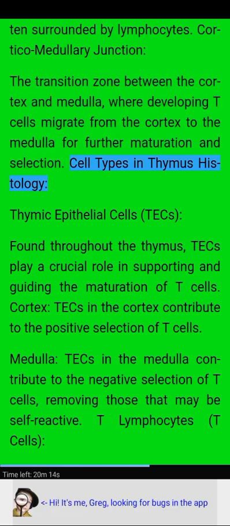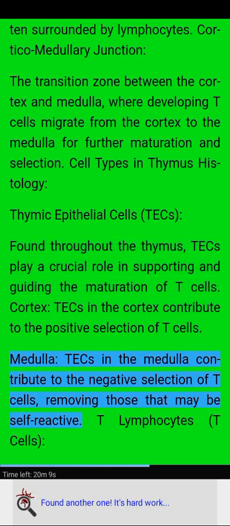Cell types in thymus histology. Thymic epithelial cells, TECs: found throughout the thymus, TECs play a crucial role in supporting and guiding the maturation of T cells. Cortex: TECs in the cortex contribute to the positive selection of T cells. Medulla: TECs in the medulla contribute to the negative selection of T cells, removing those that may be self-reactive.